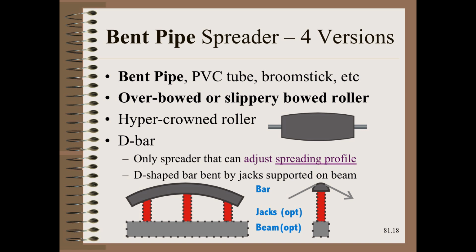The overbowed or slippery bowed roller is just one of at least 4 variations of bent pipe spreading. All of these are running and sliding. Small exceptions might be the central section of the bowed roller and the quarter points of the hypercrowned roller that both might be running in traction.